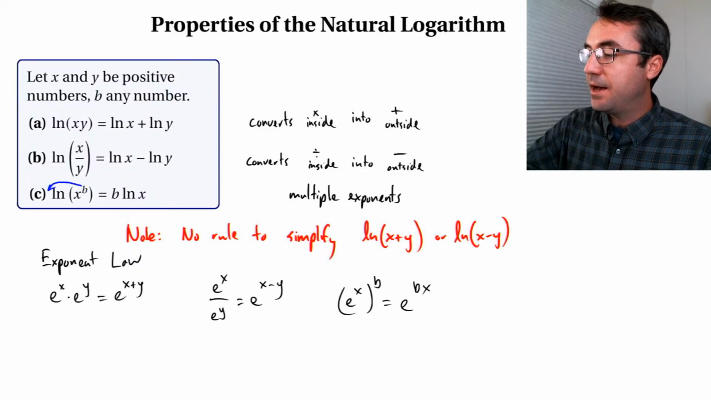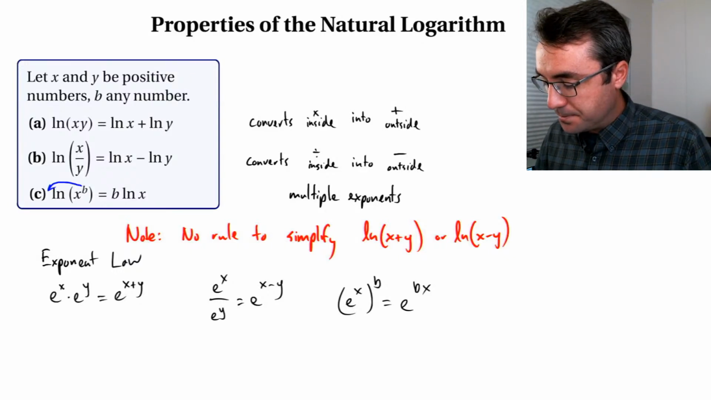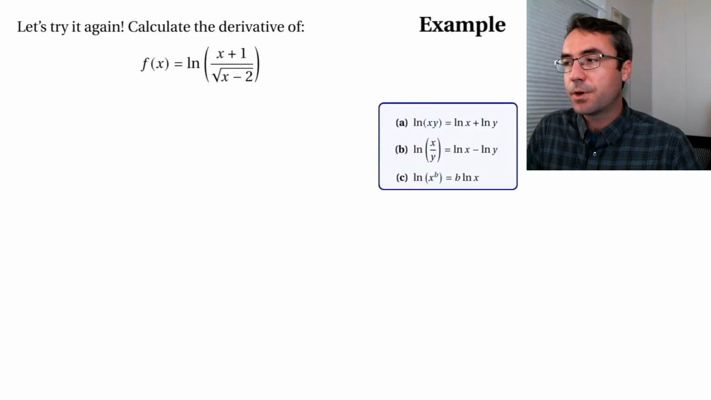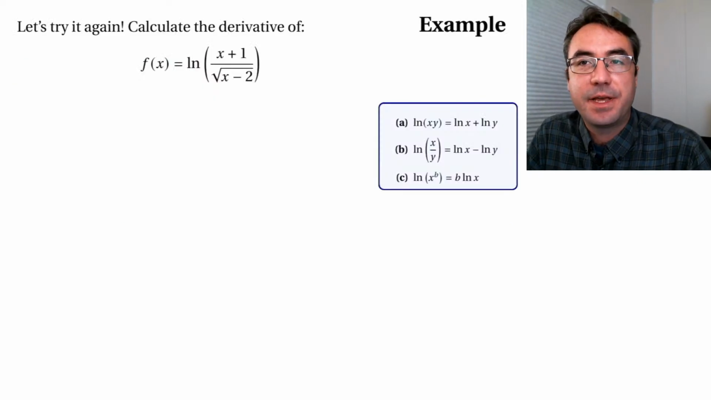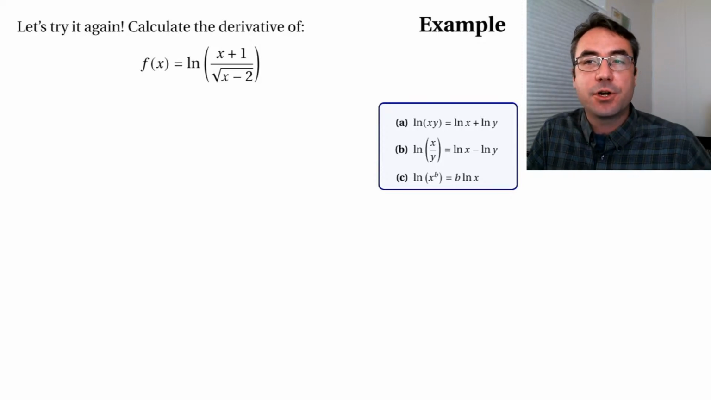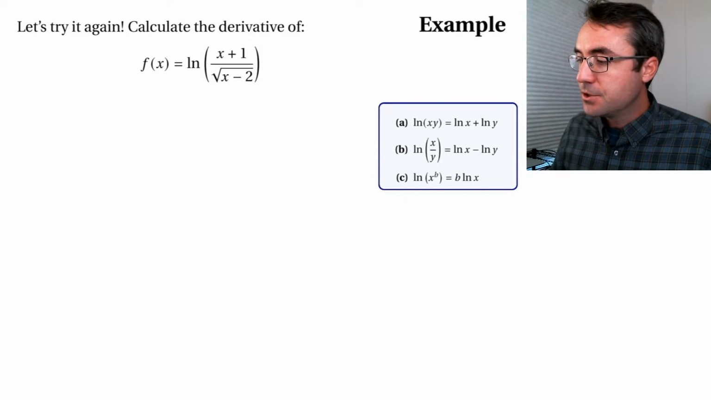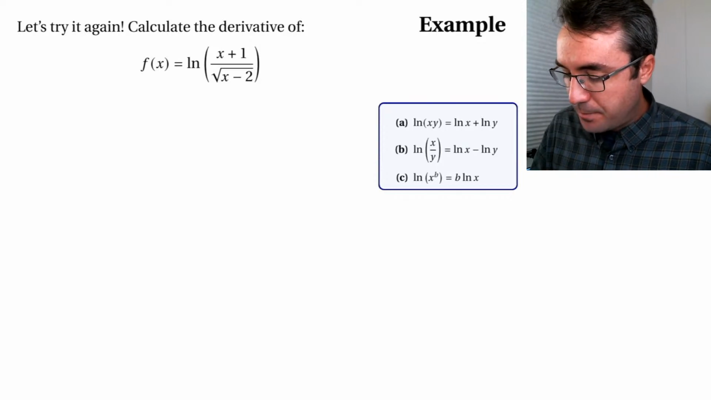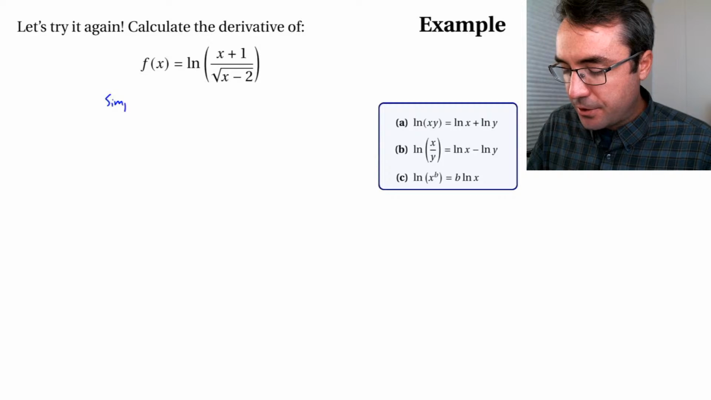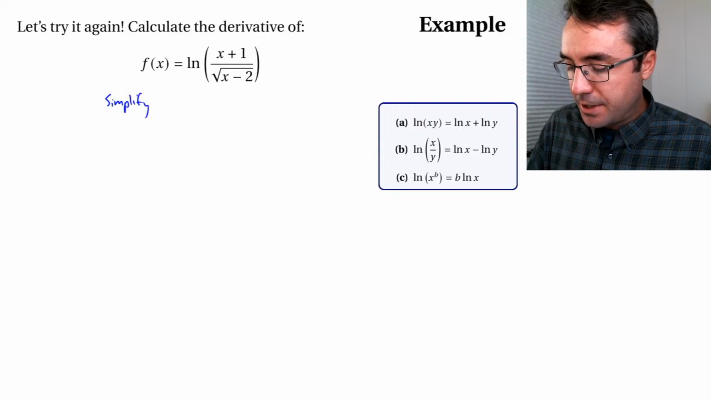All right, so let's see how these are useful. So we're going to look at this function again, the natural log of x plus 1 over the square root of x minus 2. But now we're going to think of it in terms of these natural log properties. So rather than just starting the derivative right away, we're going to simplify this natural log expression first.